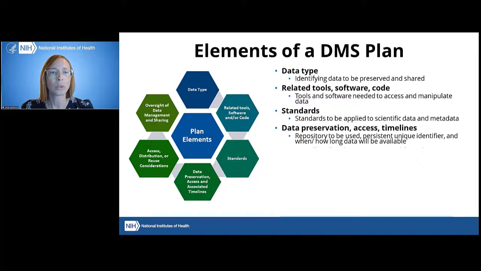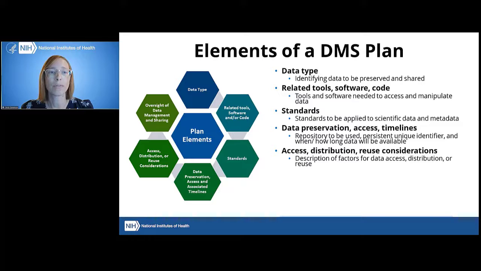Next, access, distribution, or reuse considerations. Any factors that affect data access, distribution, or reuse should be described. NIH expects that researchers maximize the appropriate sharing of scientific data, but as Taunton just described, there may be certain ethical, legal, and technical factors that could limit the extent of data sharing. NIH wants to know what these are before any data have been generated, so that the proposed institute or center can assess whether your plan appropriately considers these factors.